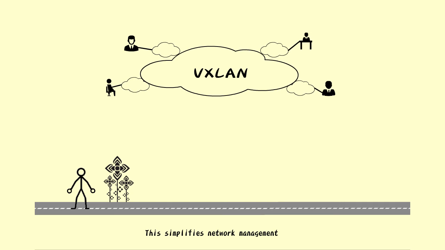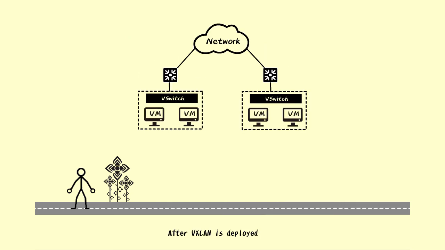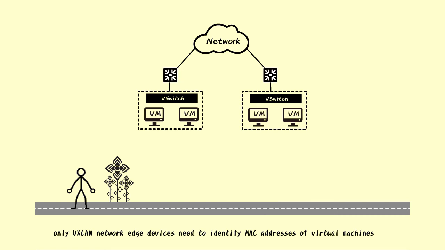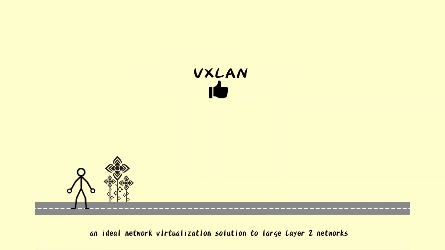This simplifies network management. After VXLAN is deployed, only VXLAN network edge devices need to identify MAC addresses of virtual machines. This reduces the number of MAC addresses to be learned and enhances the forwarding performance of the entire network. These benefits make VXLAN an ideal network virtualization solution for large Layer 2 networks.